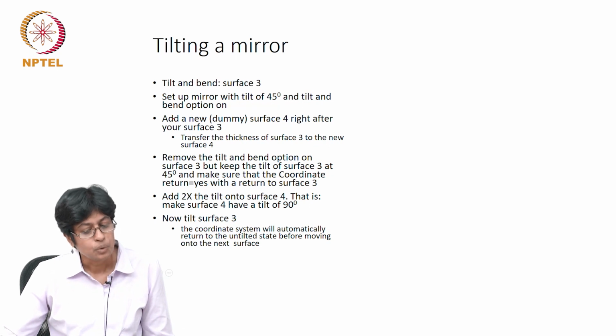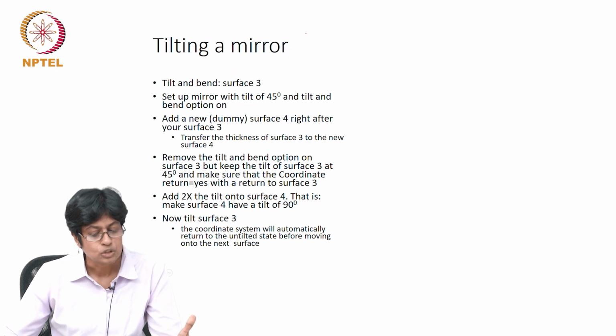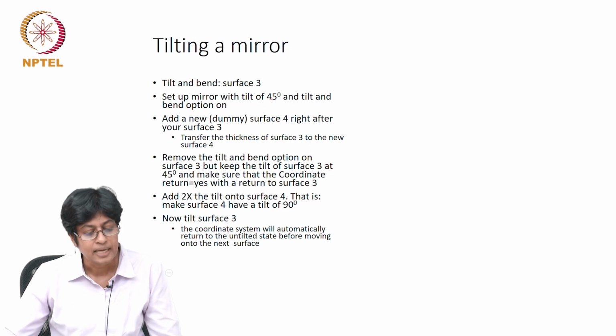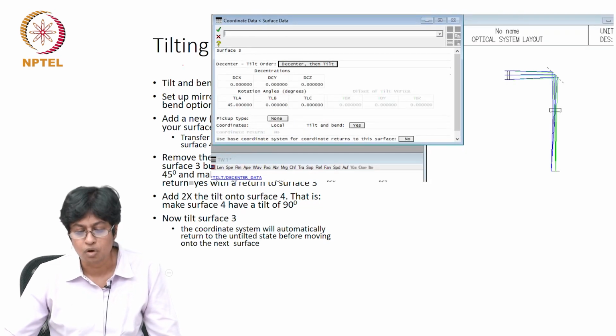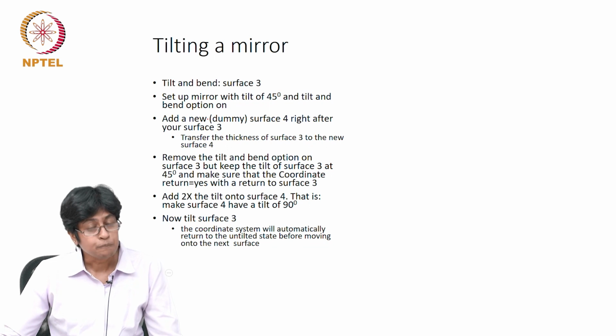Okay, so we want to tilt the mirror, and the mirror happens to be the 3rd surface of our system. So what are the different things that we need to do? We need to set up the mirror with a tilt of 45 degrees and the tilt and bend option on. So if I go to the coordinate window, I'm going to set up 45 degrees and the tilt and bend option is on.